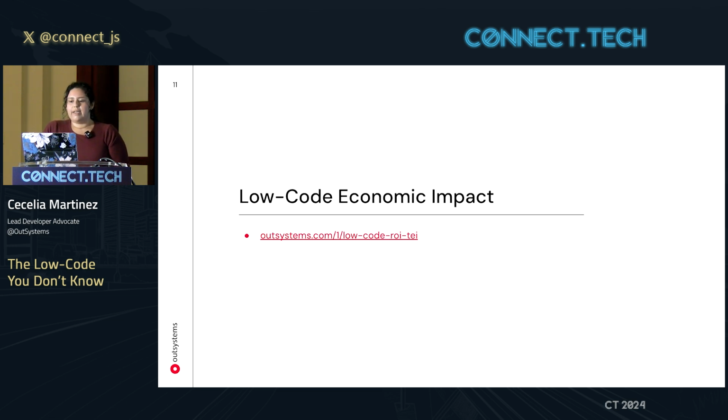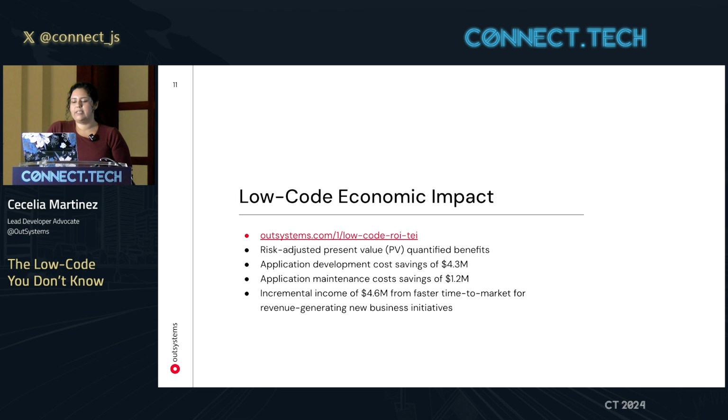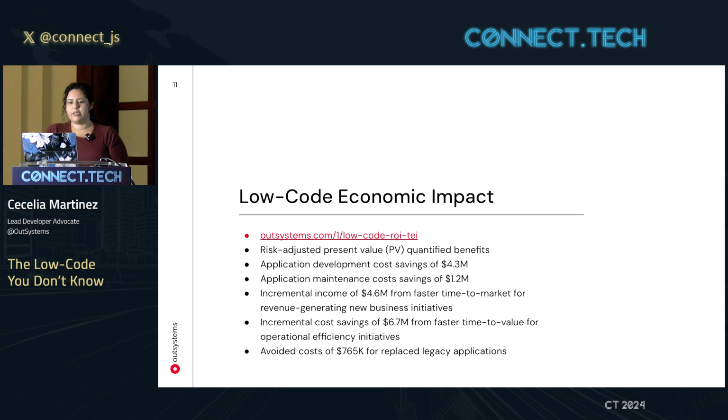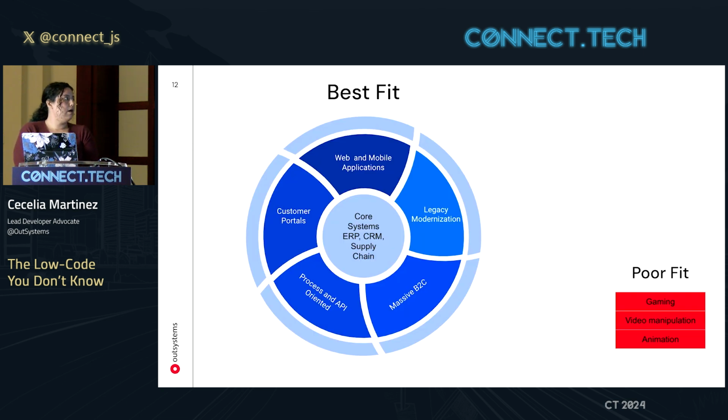There's also a low-code economic impact. I won't go too much into this, but the link to the report is on the slide. It talks about the economic savings of implementing low code in an organization. But it's not for everything. Things like web and mobile applications, customer portals, modernizing legacy systems, or building out apps quickly are really good use cases for low code. Anything that is going to be a very custom use case, like gaming, video manipulation, animations, or if you're a product company that is building a single SaaS product and you need a lot of customization, that's not a great use case for low code, right? It's like a tool, it has a fit for certain things, not for everything.